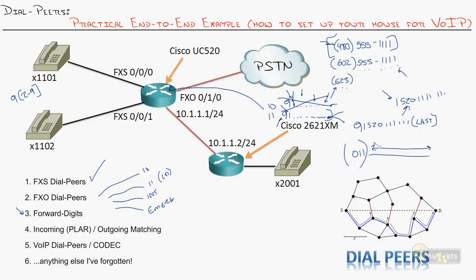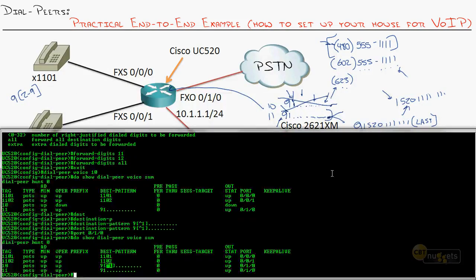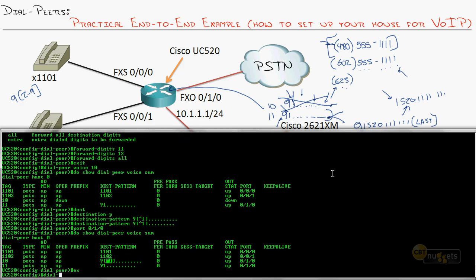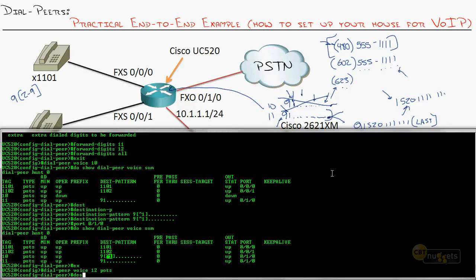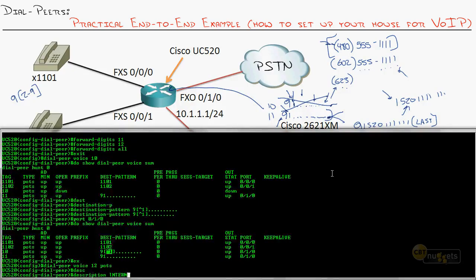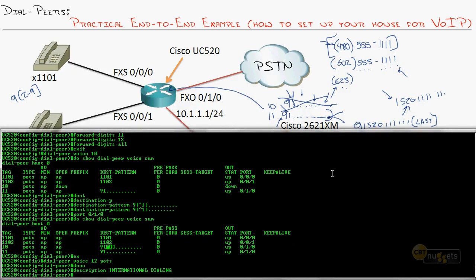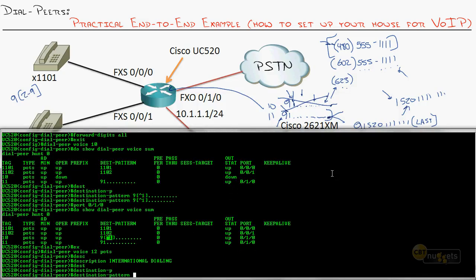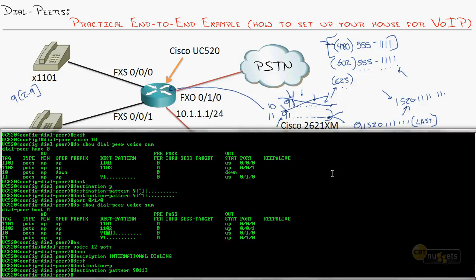So do we create a numbering plan for every single country? I mean, hundreds of different numbering plans? Well, you could, but I would say most people do this. They're going to go in, exit out. Let's do dial peer voice 12 pots. Description: International. Destination pattern 9011T. Very commonly done that way.